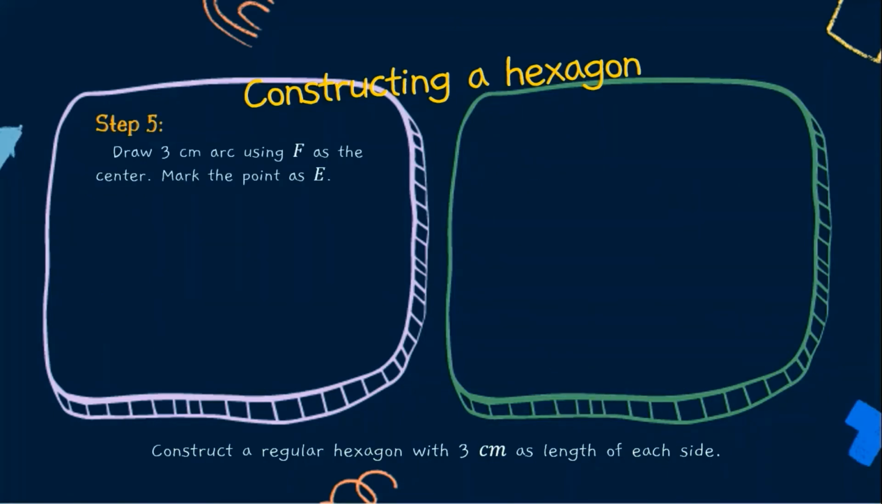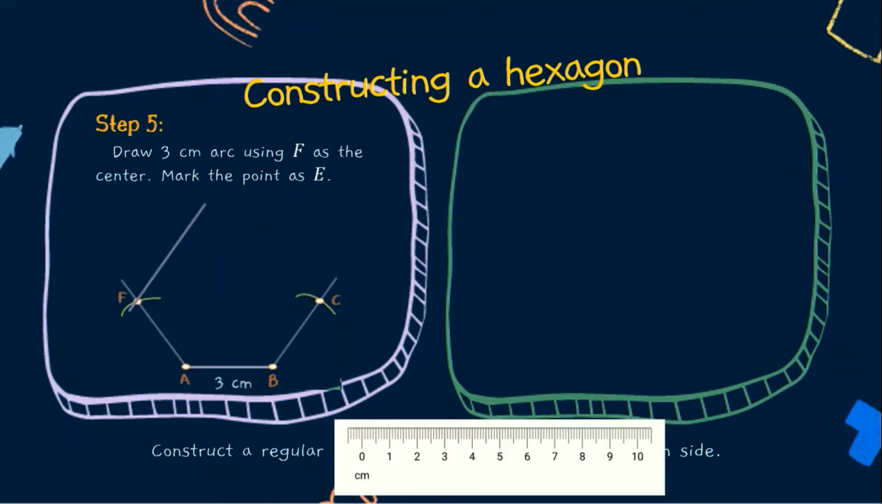For step 5, draw 3 cm arc using F as the center and then mark the point as E. Ito yung ating last construction kanina from step 4. Kuha tayo ng ruler. Yung ating compass dapat ay 3 cm pa rin yung width. So, huwag na natin baguhin.